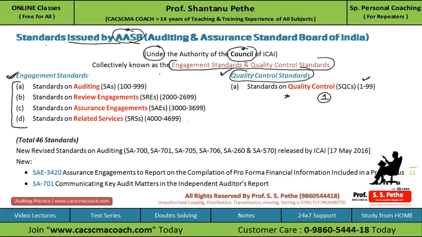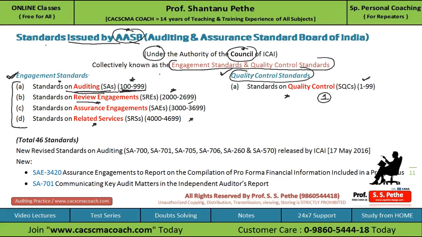The first part covers standards on auditing, in short called SAs, and the numbers reserved for these are 100 to 999. After that come standards on review engagements, and the numbers are 2000 to 2699. After that come standards on assurance engagements, and the numbers reserved are 3000 to 3699. And finally, the last bifurcation is standards on related services, and the numbers are 4000 to 4699.